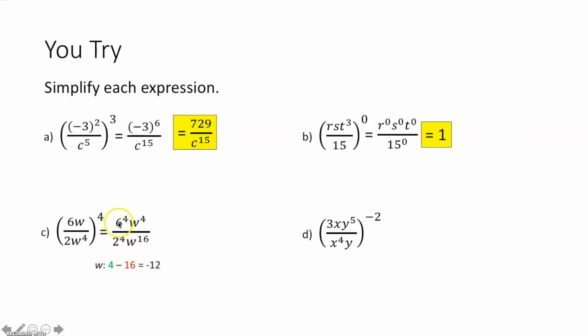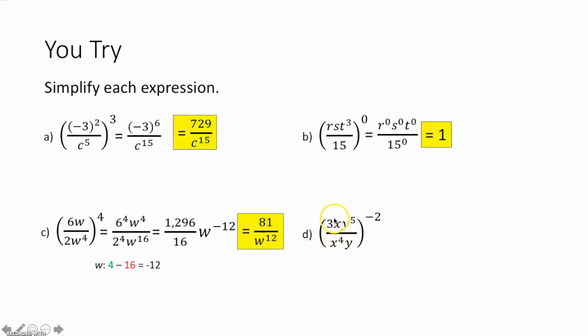So this right here, 6 to the 4th ends up becoming 1,296. 2 to the 4th becomes 16. And then we divided these, we ended up getting w to the -12. Now, this right here is actually going to simplify to 81. W to the -12th, right? We can't leave it with a negative exponent, so we move it to the denominator where the exponent becomes positive. So we get 81 over w to the 12th.